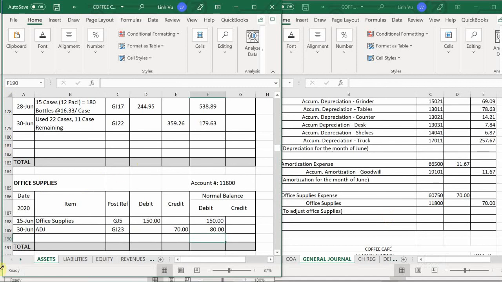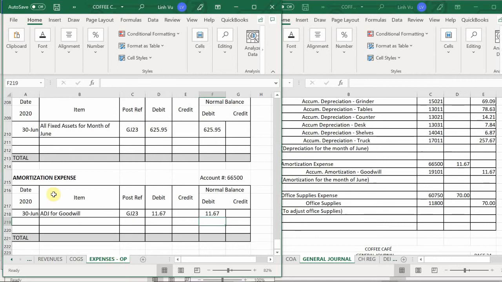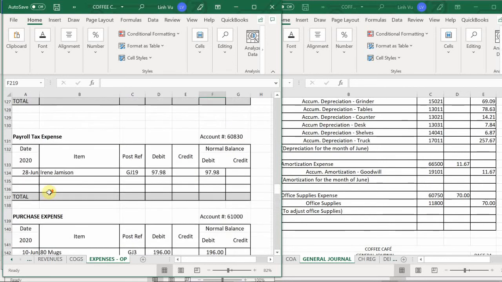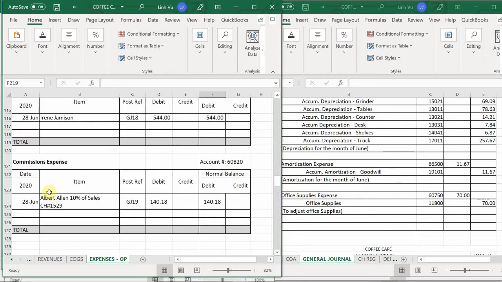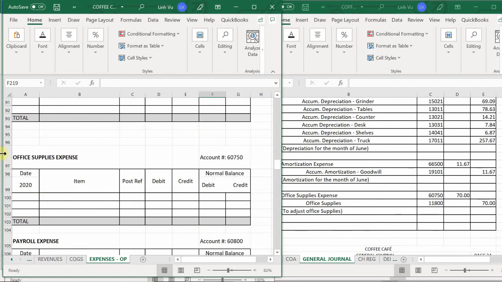So therefore, I need to go to my office supplies expense account. Expenses. So everything is going to expenses. Yeah, that's a temporary account. Here you go, office supplies expense. Adjust supplies, $70.